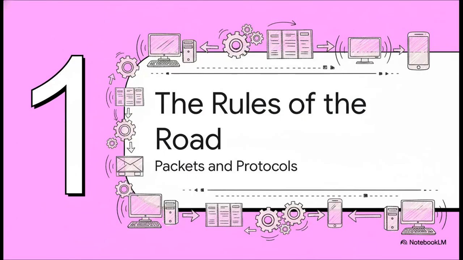Now, to keep all that data from turning into total chaos with billions of devices trying to talk at once, the internet runs on a shared set of rules. You can think of them as the official traffic laws for the digital world, and the two most important concepts you need to know are packets and protocols.